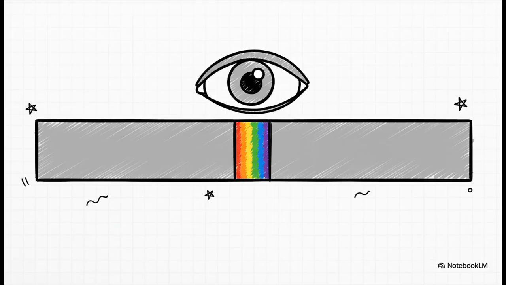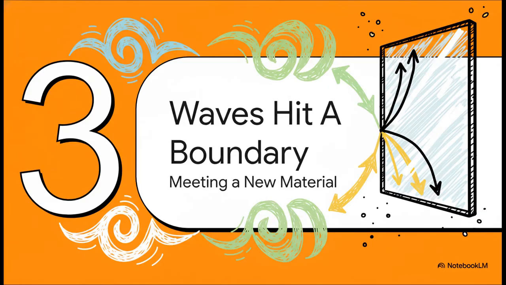But here's the wild part. Our eyes can only pick up this tiny, tiny little sliver right there in the middle, which we call visible light. And inside that little sliver, all the different wavelengths give us all the colors we can see. And you can remember them easily with good old Roy G. Biv.